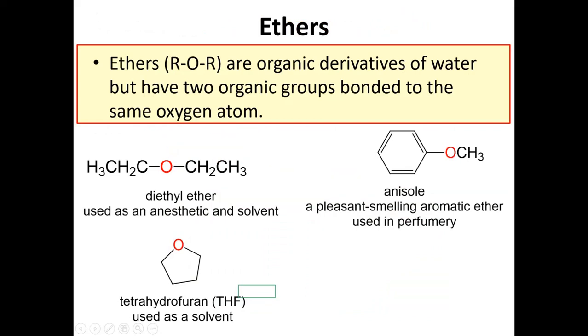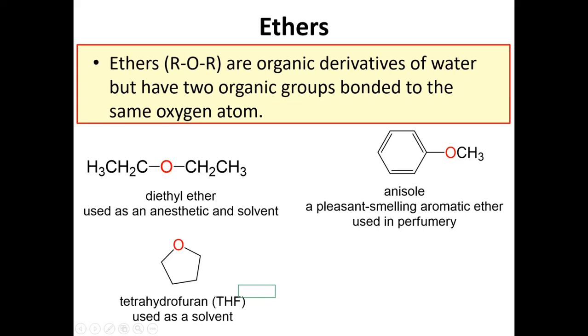Ethers are organic derivatives of water but have two organic groups bonded to the same oxygen atom. So here you have ether, oxygen in between this carbon and this carbon. So we call it diethyl ether. Diethyl because here is 1, 2 carbon, ethyl. When we observe these two groups in this structure, we need to put diethyl ether. So diethyl ether is the common name for this solvent, also used as an anesthetic and solvent.